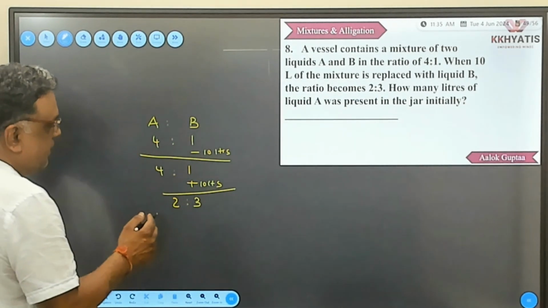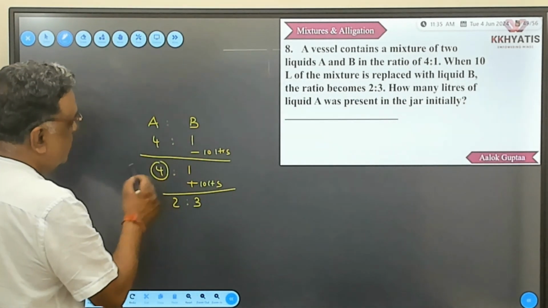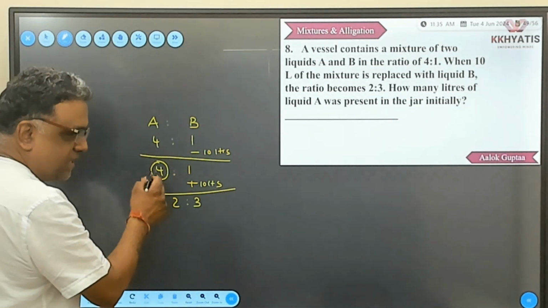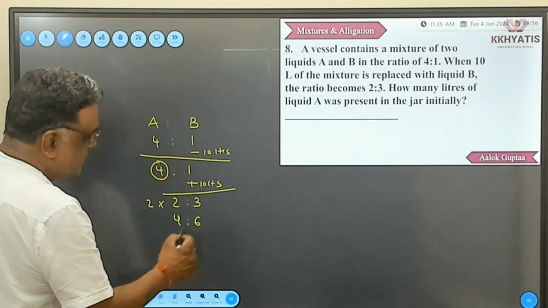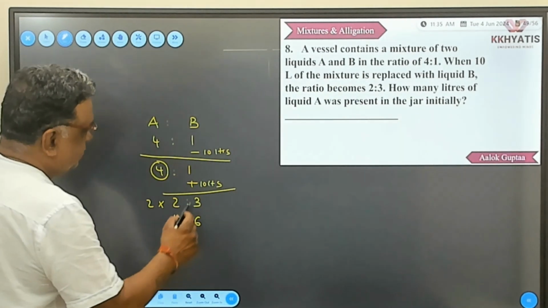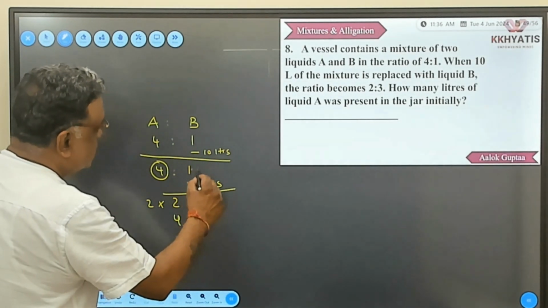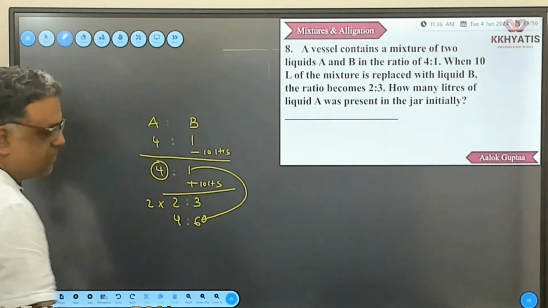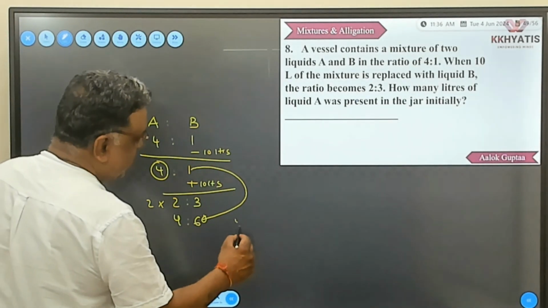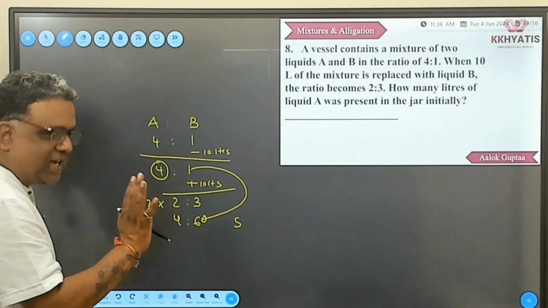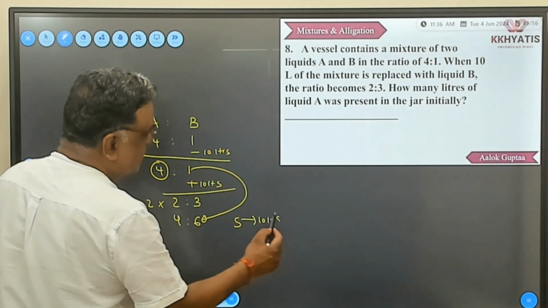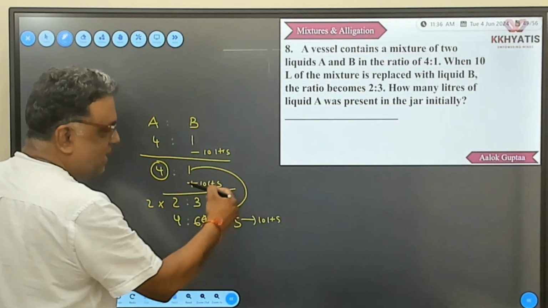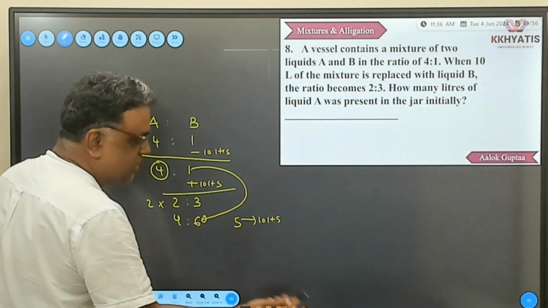So let us say A is not changing, so I will make A same in both of this. So I'll multiply this by 2, so it will become 4:6, which means B was 1, it became 6 in terms of ratio, which means 5, 6 minus 1, 5 was added, but actually 5 की value 10 liters दे रखी है, because I removed 10 liters of mixture and I added 10 liters of liquid B because it was replaced.